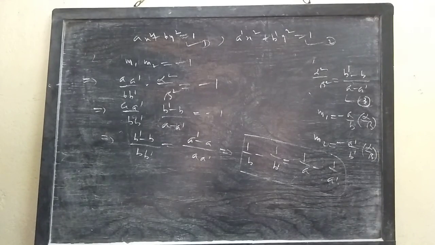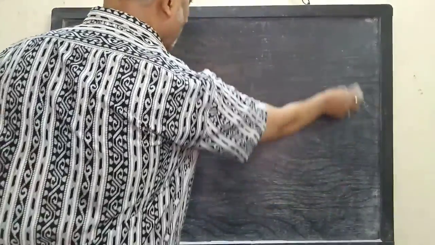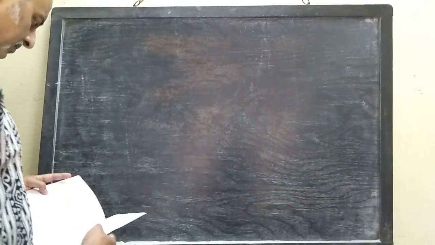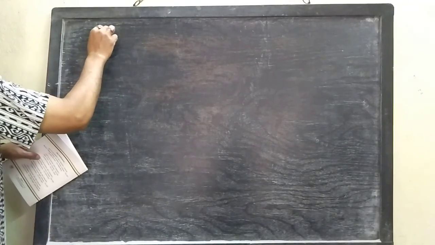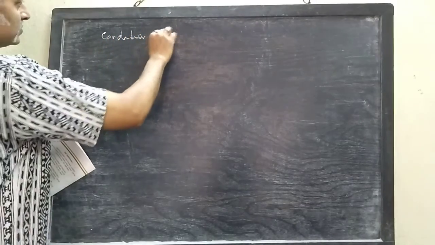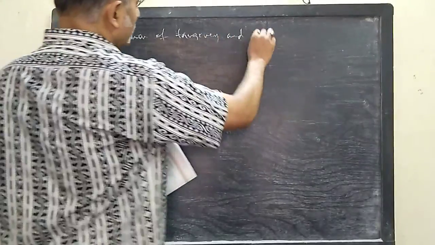Next topic that we will discuss is the condition of tangency and normalcy. It is an important topic for exams, as questions carrying 5 marks come from this topic. So write down: condition of tangency and normalcy.